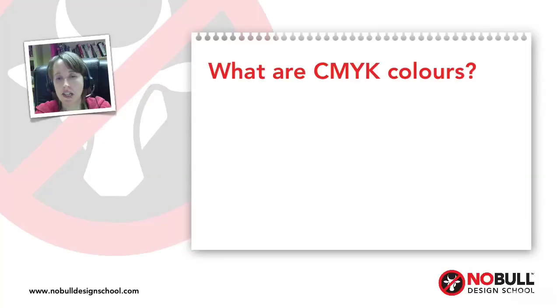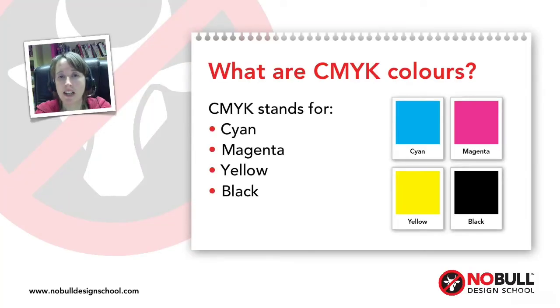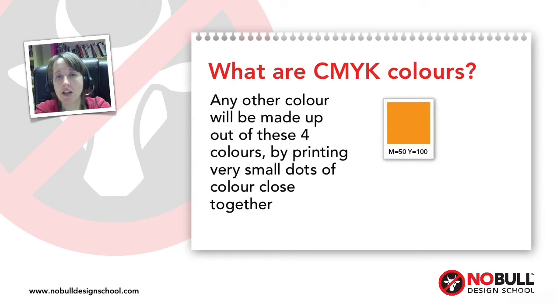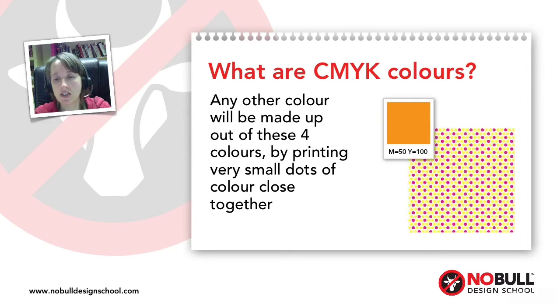Now if you're using CMYK colours, CMYK stands for cyan, magenta, yellow and black. What it means is that every colour that you choose will basically be made up of those four colours. So if you wanted to make an orange, you'd have to make that up out of yellow and magenta. So you might, for example, make that of 50 magenta and 100 of yellow. And if you saw that orange printed and then blew it up under a magnifying glass, you'd see tiny dots of magenta and yellow like I've showed here.